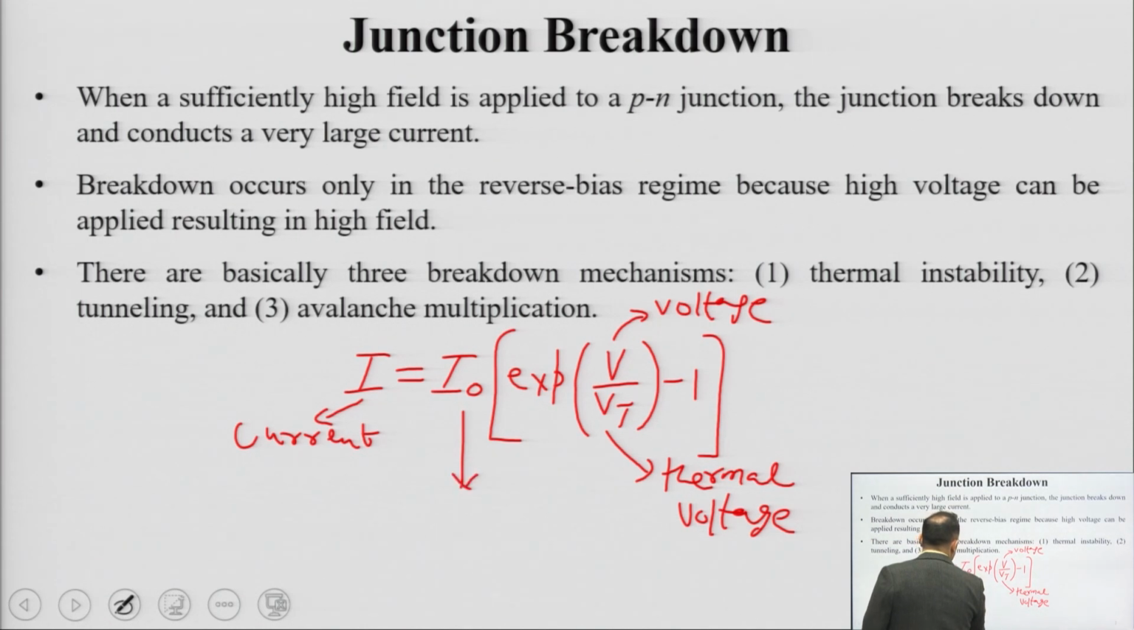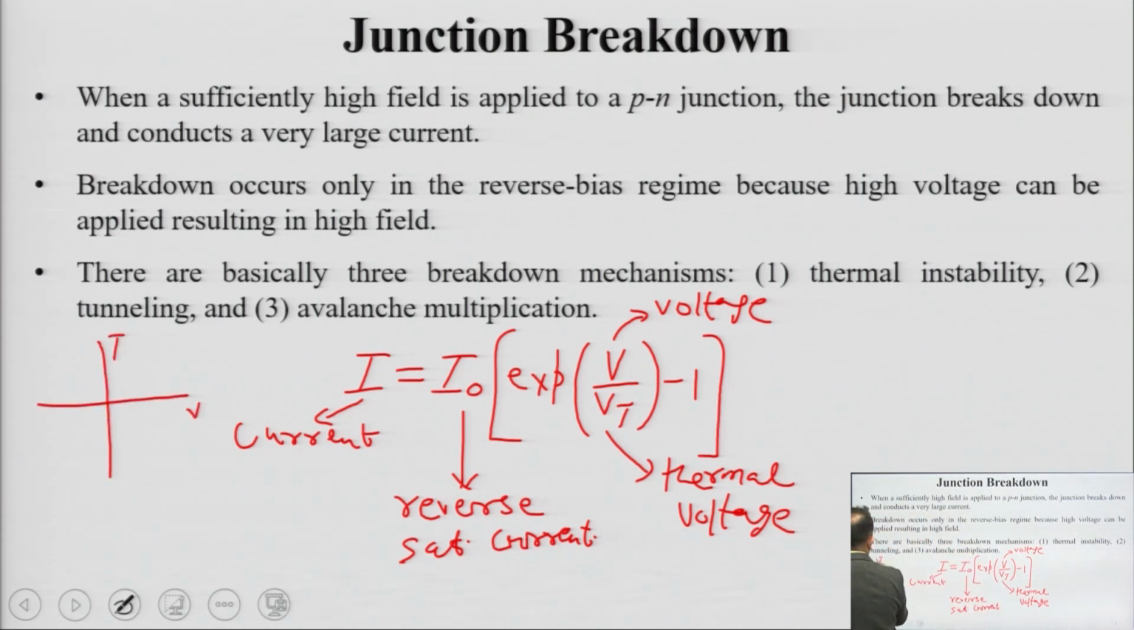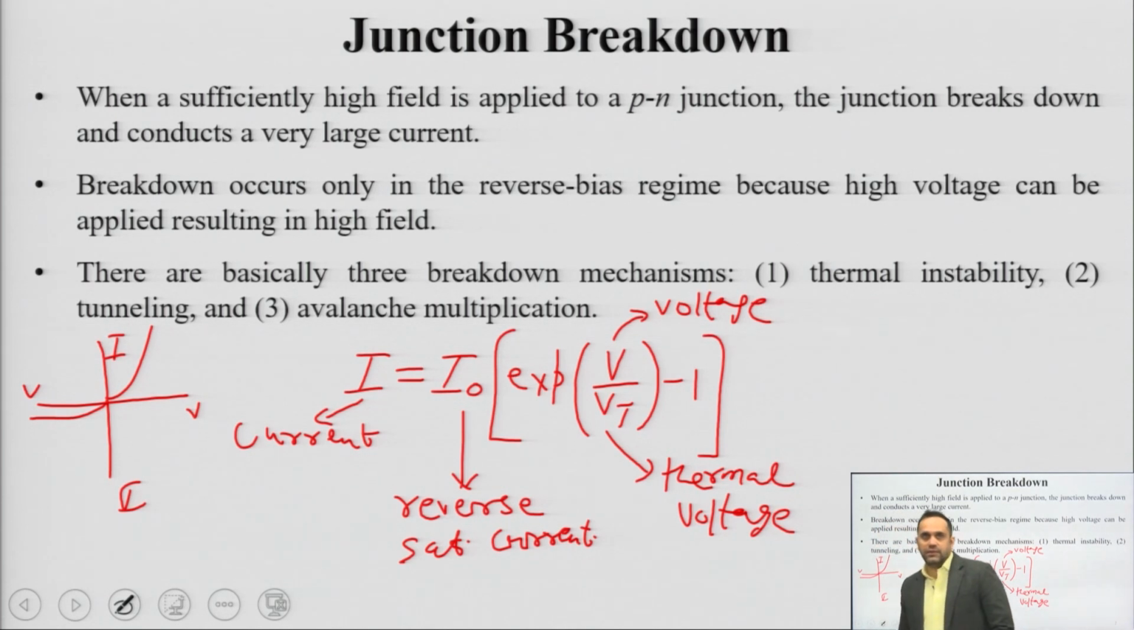and this is known as the reverse saturation current. Okay. This is the only current which flows when the diode is reverse biased. So, this is how the graph looks. If this is V and I, you get exponential current and you get constant current. Okay.